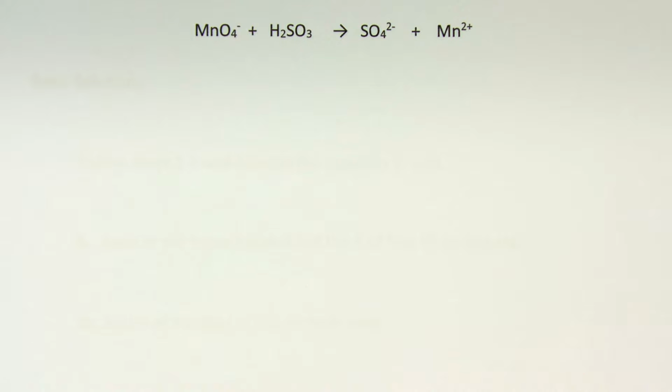On this first example, I am going to rewrite the entire equation at each step. Normally, I don't do that because it takes too long. But I'm going to go through this one stepwise so you can see the process. Then I'll do one more before I have you try some. So we look at this. Permanganate plus sulfurous acid yields sulfate plus the manganese ion.